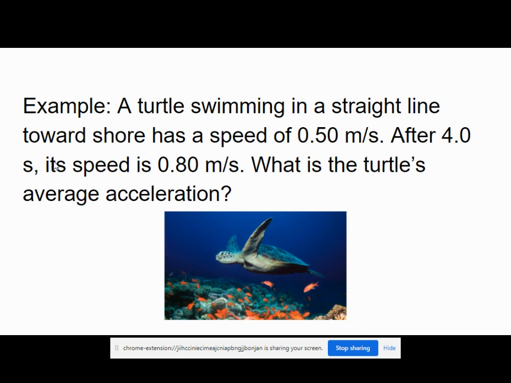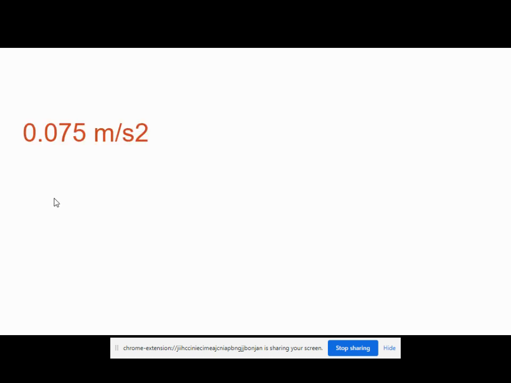Next, Eternal, swimming in a straight line towards the shore, has a speed of 0.5 meters per second. After 4 seconds, its speed is now 0.8 meters per second. So we take our final, 0.8, and subtract 0.5. So we have a change of 0.3 meters per second. And then we divide that by our 4 seconds to give us our acceleration of 0.075 meters per second squared. So there is some sort of acceleration there, but it is much slower.